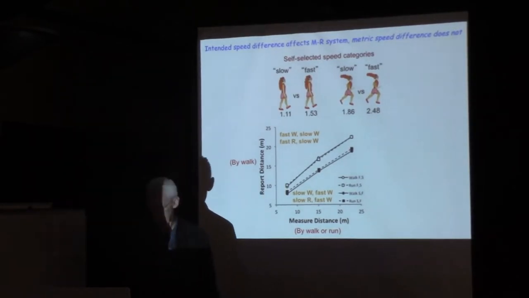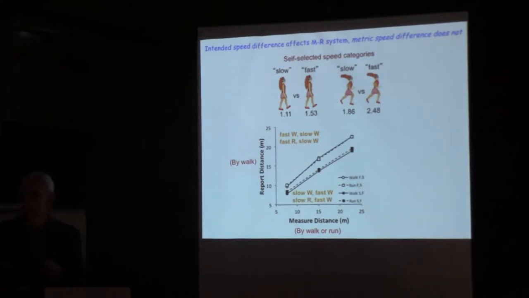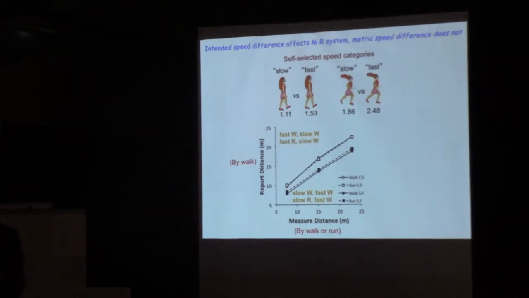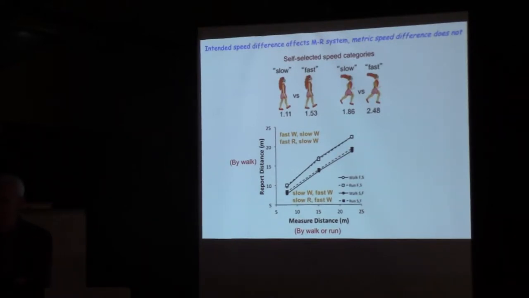So regardless of whether they're walking out, or running out, if they intend to do it fast, those things hang together. If they intend to do it slowly, those things hang together. So you get your overshoot and your undershoot. Say it one more time with feeling, because this is rather important.